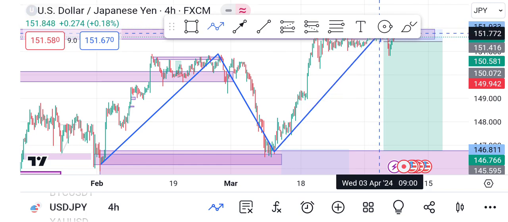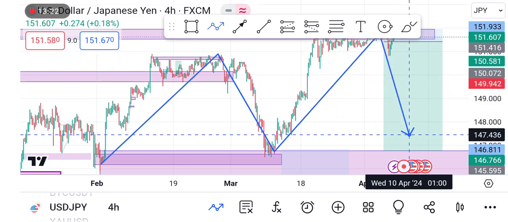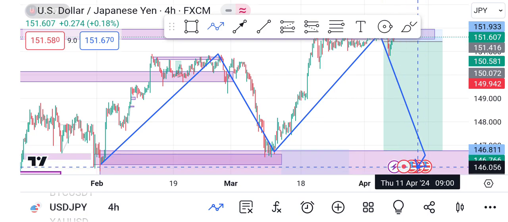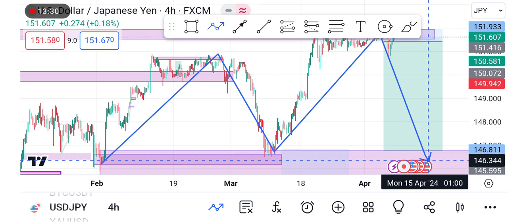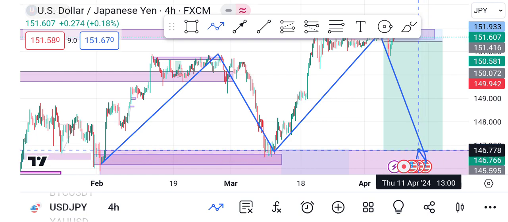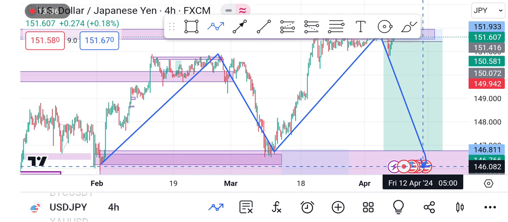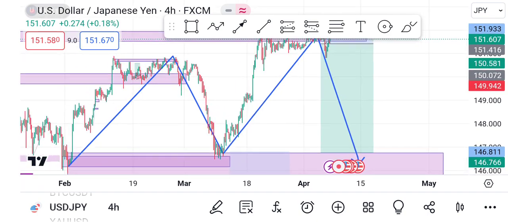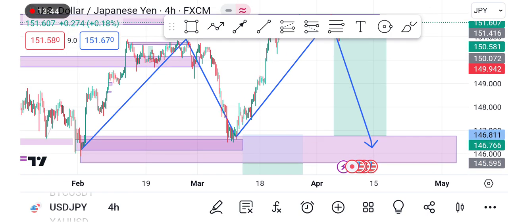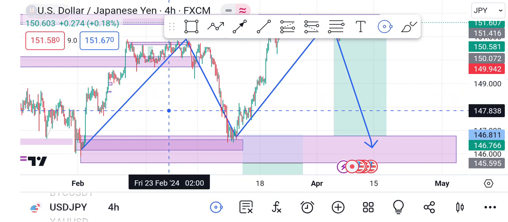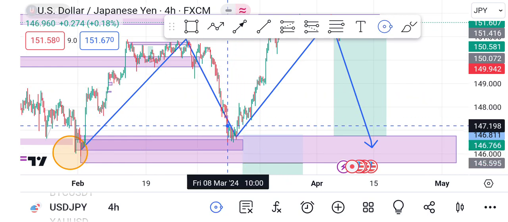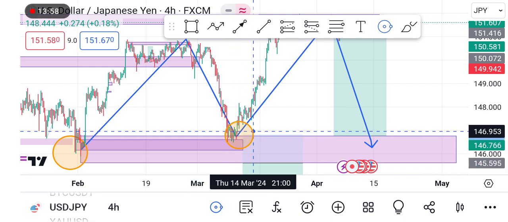So what are they actually expecting? A sell back to this level of demand and supply. Actually expecting a sell back to this level. And if you notice carefully, this here is a key area I would love to trade. This here as well is a key area where I would love to have buyers.